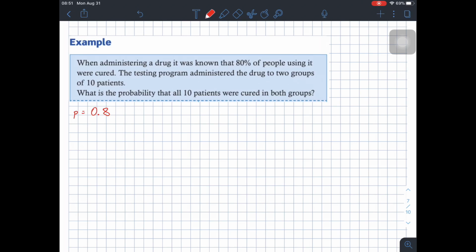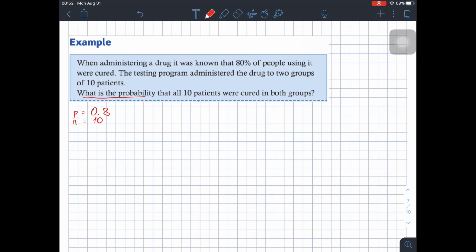Then it says it was administered to 2 groups of 10 patients. So I'm going to show you 2 ways to solve this problem. The first one, which is more logical for me, is to only consider the first 10 patients. So n, the number of trials, because I administered this to 10 people, and for each time I administer the drug to someone, it has 80% of success, right? So number of trials would be 10, right? I try this 10 times with 10 different people.